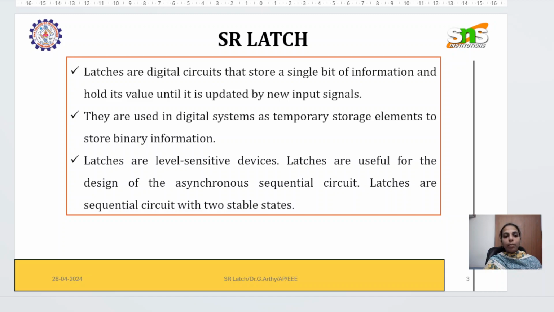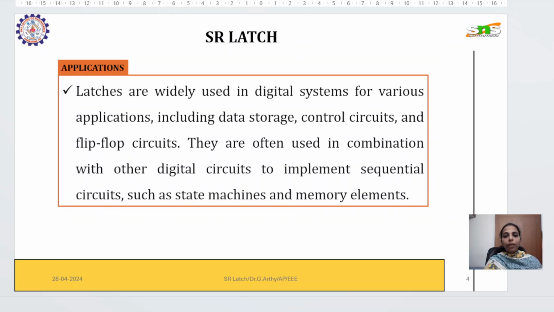There are different types of latches available: SR latch, JK latch, T and D. So in today's session, we are going to discuss about SR latch, what latches are and where they are being used.